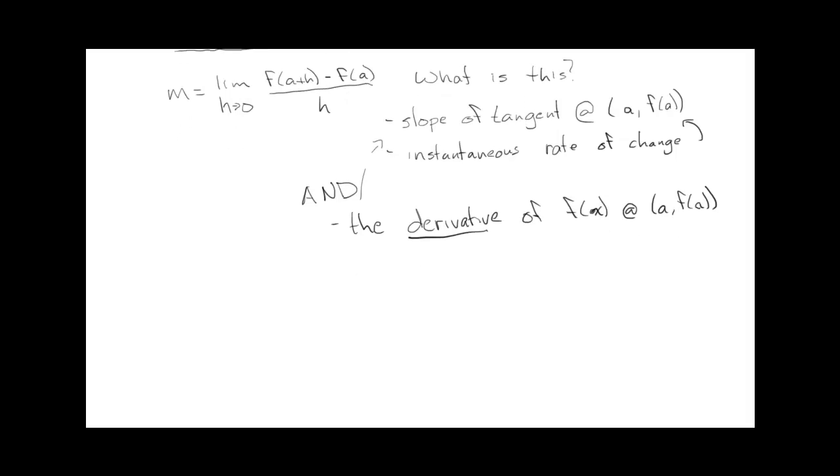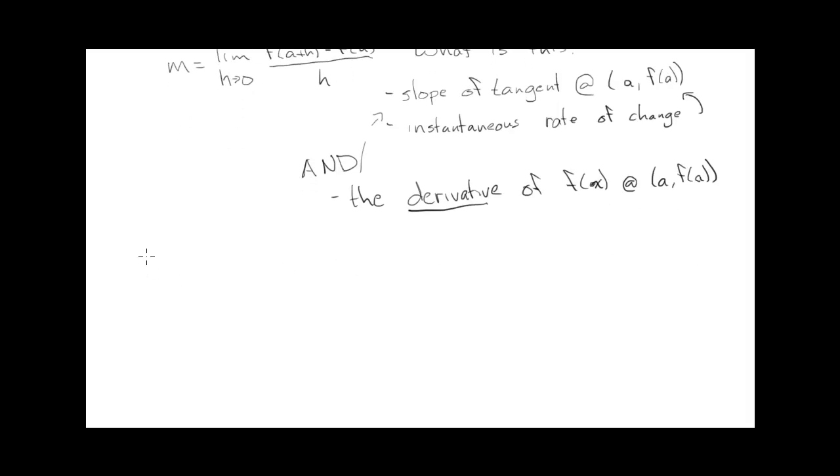Okay, so let's do an example. Actually, let me give you some notation. So the notation we use for this, in order to write the derivative, we will often write f, and we'll put a little dash. We'll call that a prime of x. And we'll see why that notation makes sense in a second.